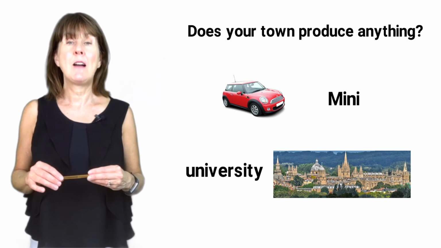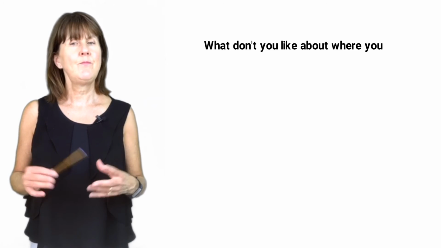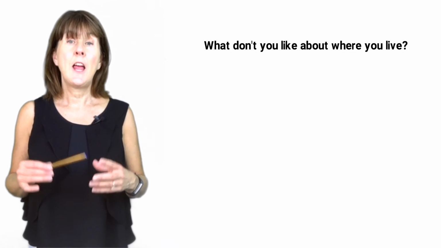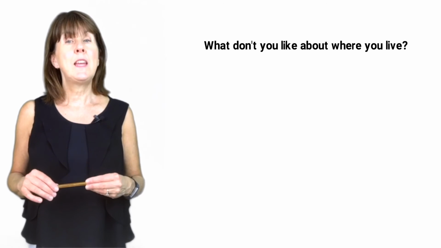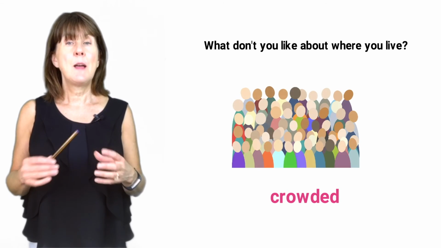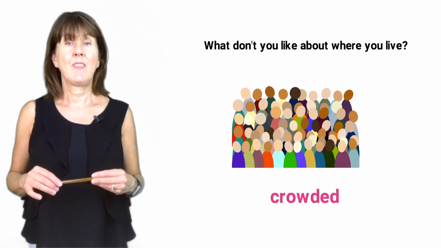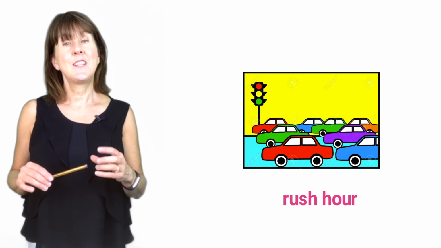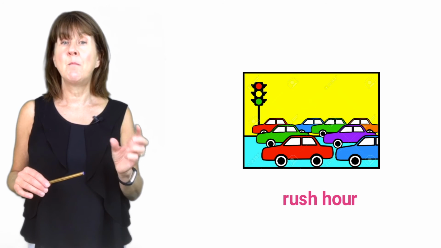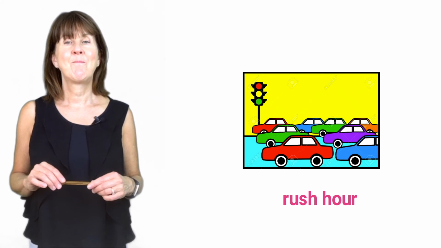Finally, let's think about what you don't like about where you live. What are the challenges and problems of your hometown? Maybe it's very crowded. That means there are many people everywhere, especially during the rush hour. This is the time between 7 and 9 in the morning and between 4 and 6 in the evening.